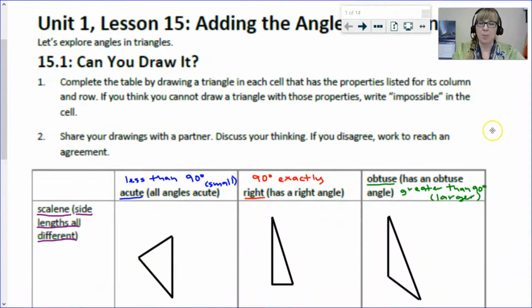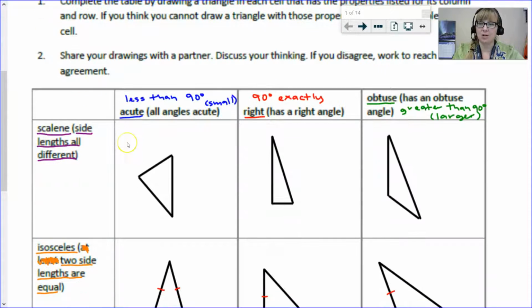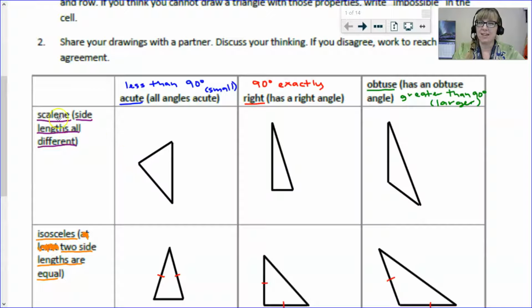We started by reviewing triangle vocabulary and just learning some more about triangles. We learned obtuse angles are greater than 90 degrees, right angles are exactly 90 degrees, and acute angles are less than 90 degrees. We saw scalene means all side lengths are a different length, and we were able to create an obtuse, right, and acute scalene triangle.